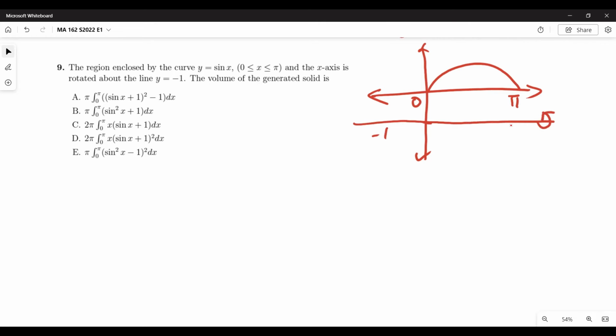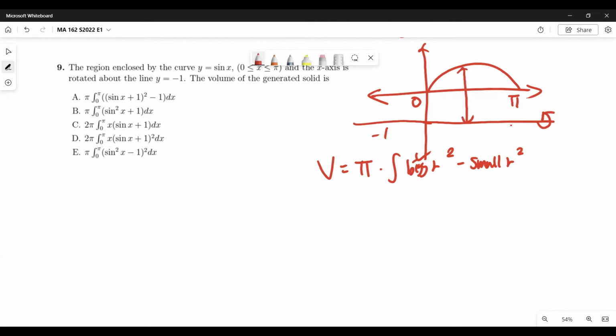Okay, so if you want to find the volume of this thing, we can use the washer method. So as you remember, the volume by the washer method is pi times bigger radius squared minus smaller radius squared. So in here, our bigger radius is this line, right? So this line would be sine x minus minus 1. So this just becomes sine x plus 1.